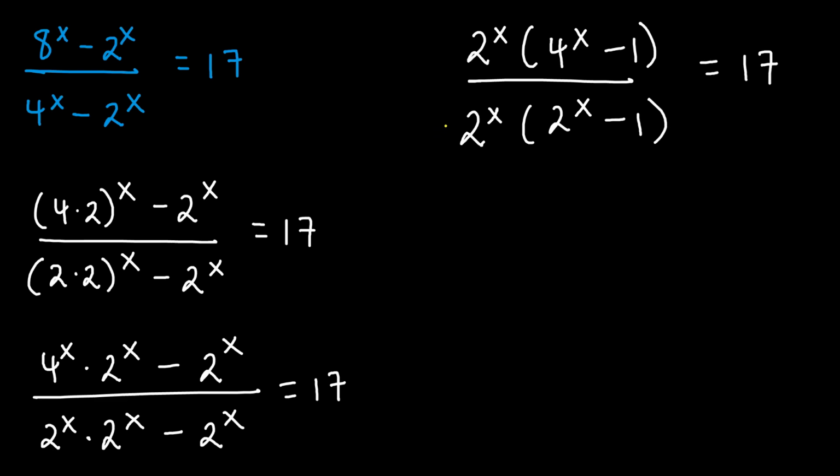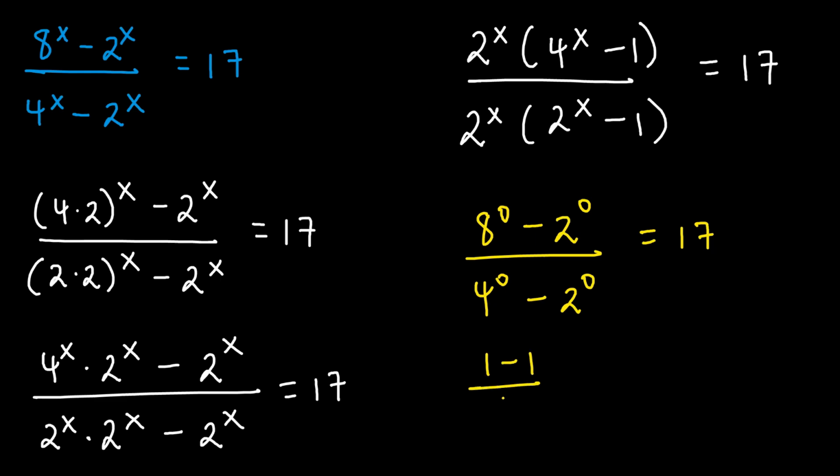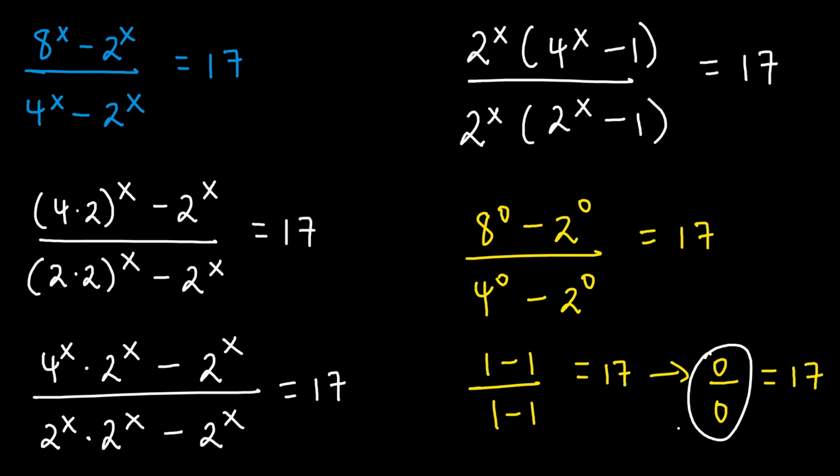Now before you proceed, let me ask you a question. Do you think x can be equal to 0? Let's see what we get when we put x equals 0 into our equation. So we shall have 8^0 − 2^0 divided by 4^0 − 2^0, equal to 17. And so we shall have (1 − 1) divided by (1 − 1) equaling 17. And so this will be 0 divided by 0 equaling 17. Now 0 divided by 0 is indeterminate. So the left-hand side is not equal to the right-hand side. Therefore, x cannot be equal to 0.